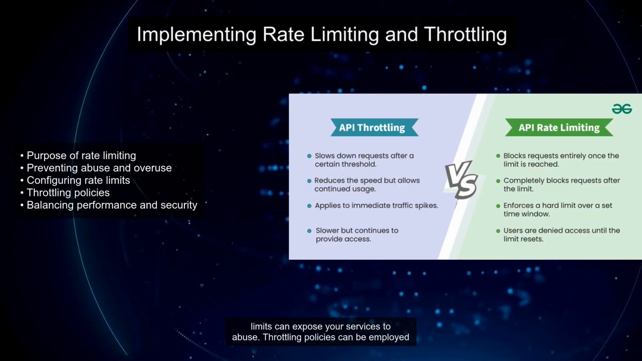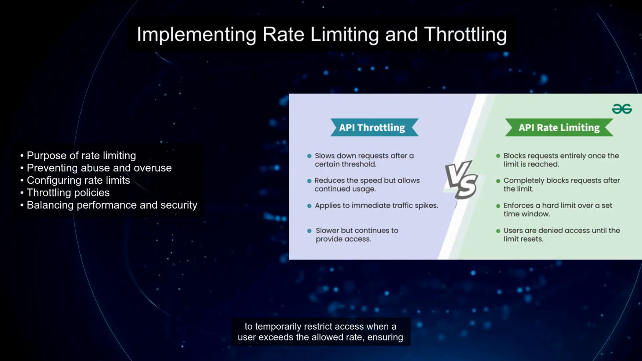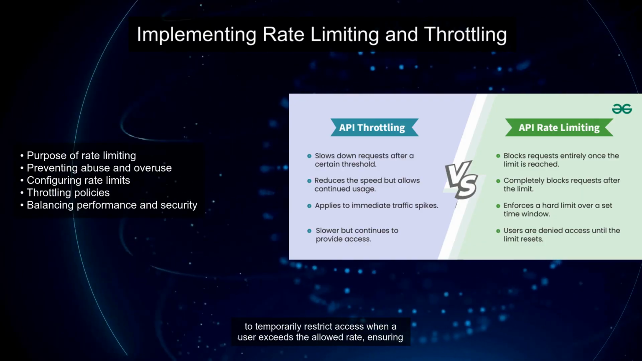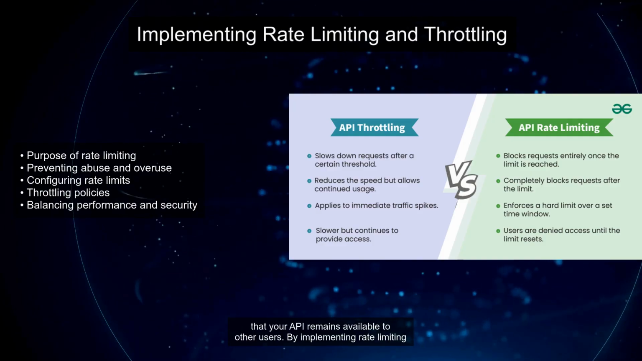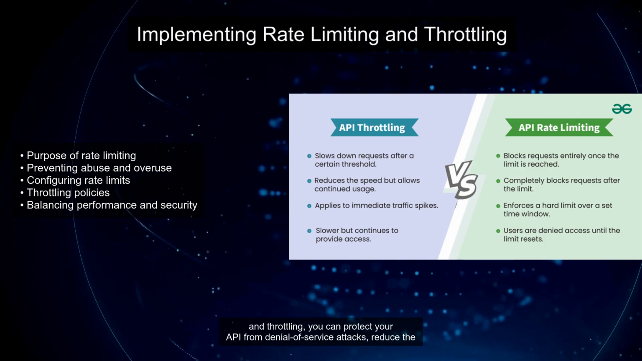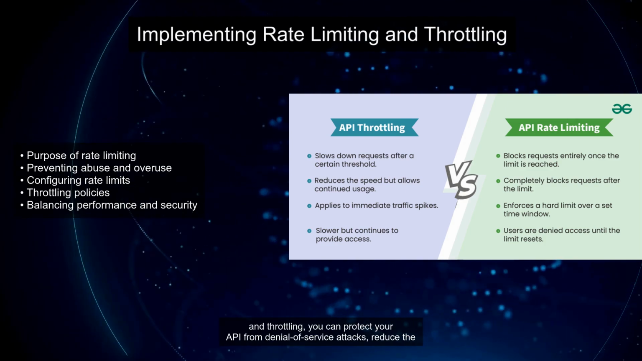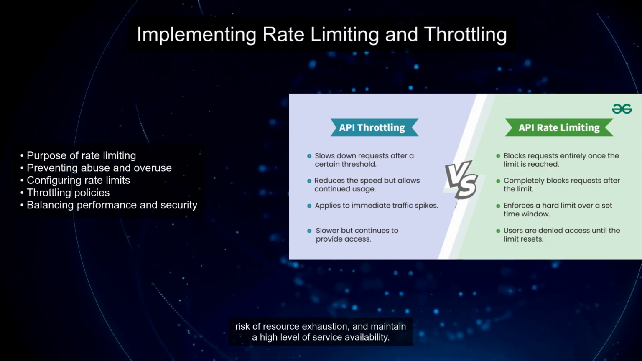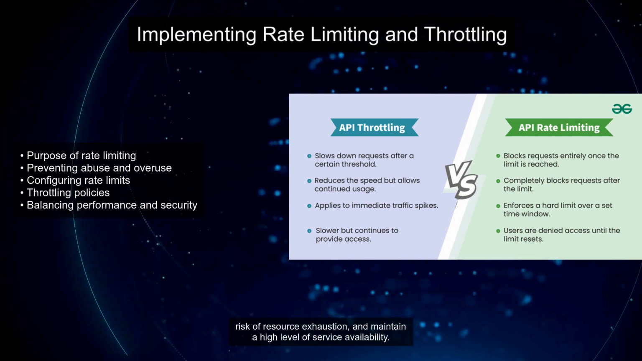Throttling policies can be employed to temporarily restrict access when a user exceeds the allowed rate, ensuring that your API remains available to other users. By implementing rate limiting and throttling, you can protect your API from denial of service attacks, reduce the risk of resource exhaustion, and maintain a high level of service availability.